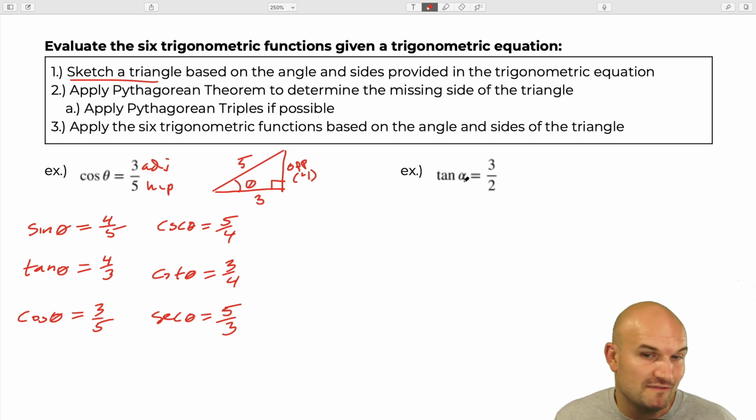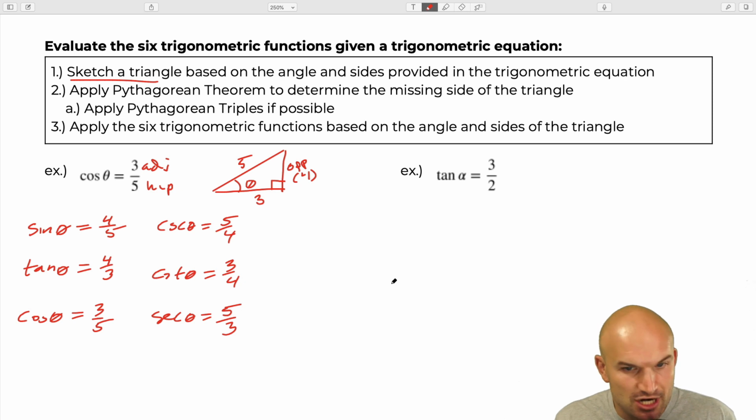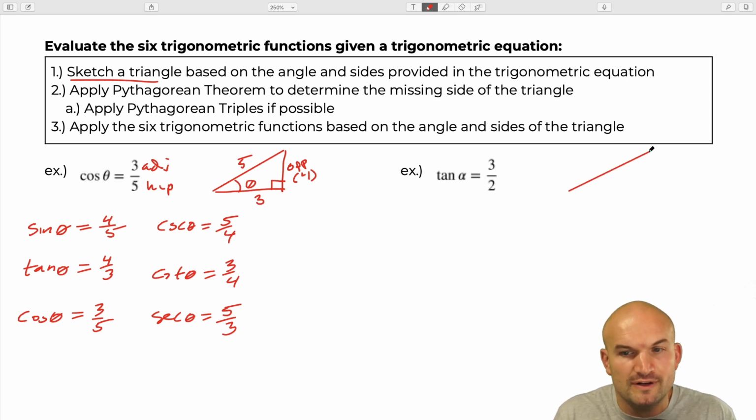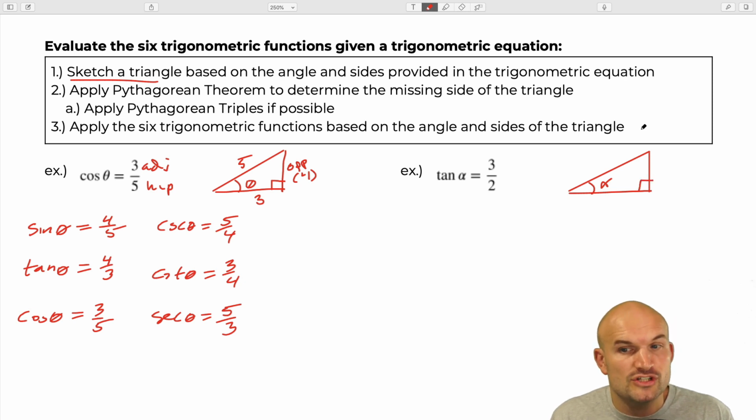You can see I'm using a different variable here, alpha. So I have tangent of alpha is equal to 3/2. Again, let's draw the right triangle. Now, where do we want alpha to be? Well, let's just put alpha in the same place. I mean, why not? There's nothing wrong with it. Here's the right triangle. Now the tangent is opposite over adjacent. So that's going to be your opposite side, and that's going to be your adjacent.